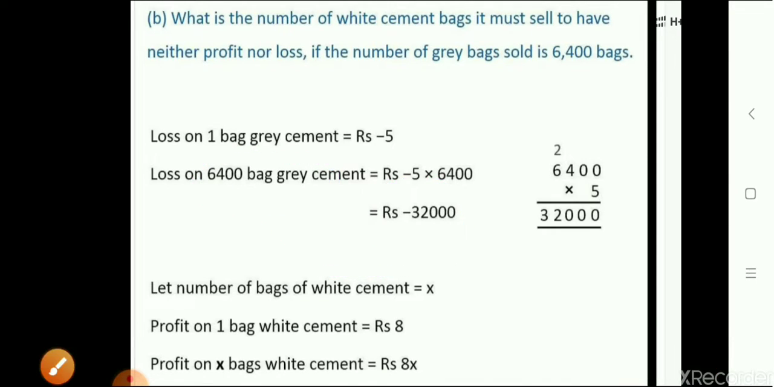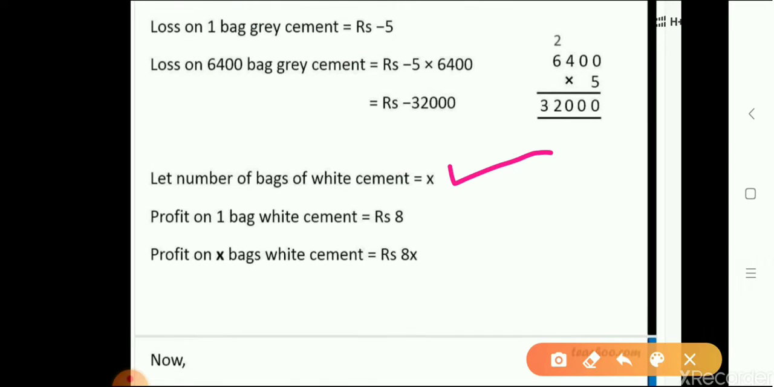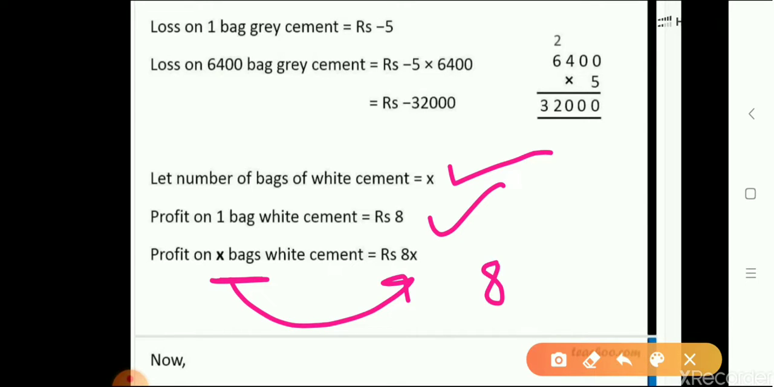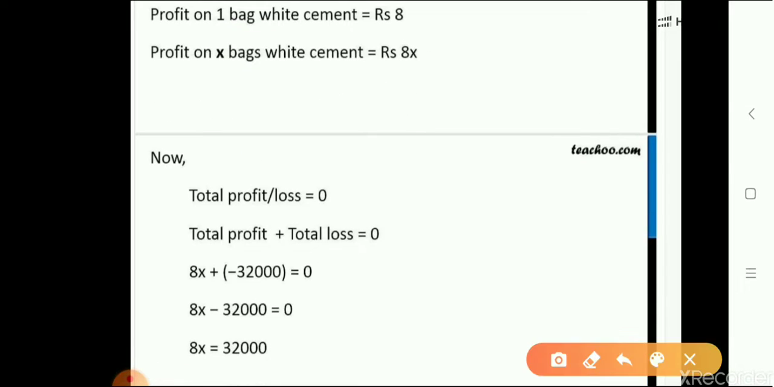Now let us consider the number of bags of white cement sold to be x. Now the profit on one bag of white cement is rupees 8. So the profit on x bags will be 8 multiplied by x, so it will be 8x. Now the overall profit or loss is 0, it is given. So the total profit plus total loss will be 0.